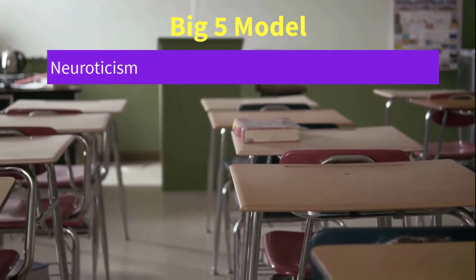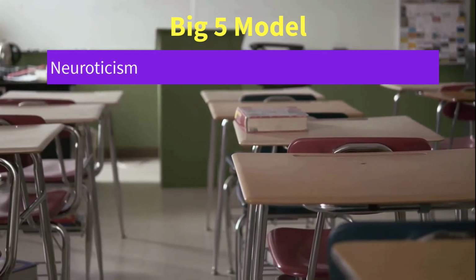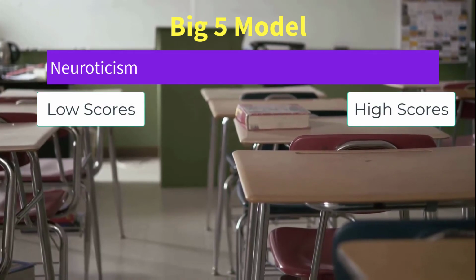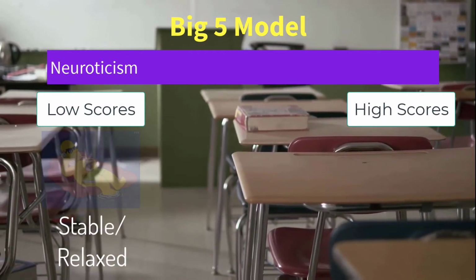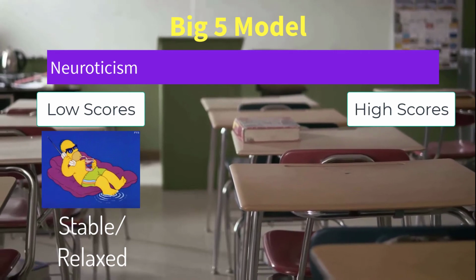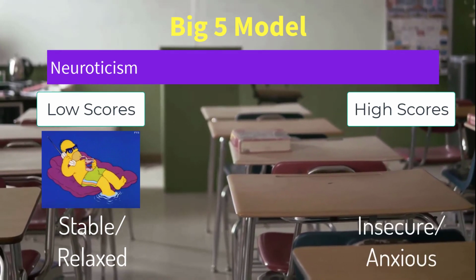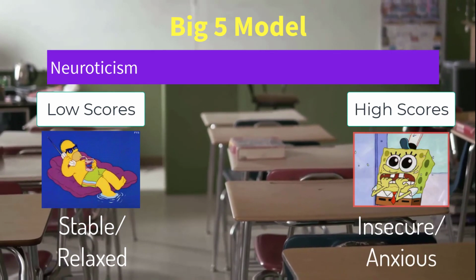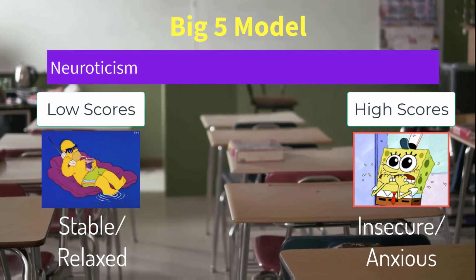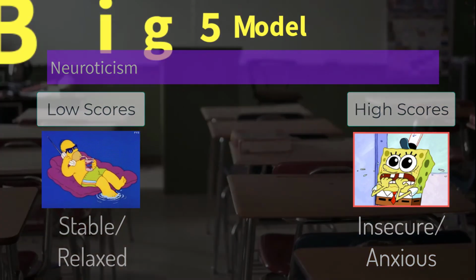And finally, we have neuroticism, or emotional stability. Low scores would mean a person is more stable, easygoing, relaxed, calm, and even-tempered. High scores, however, would mean a person is more insecure, anxious, guilt-ridden, worriers, and can often be moody.